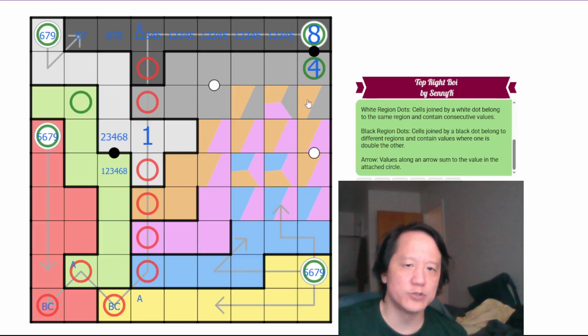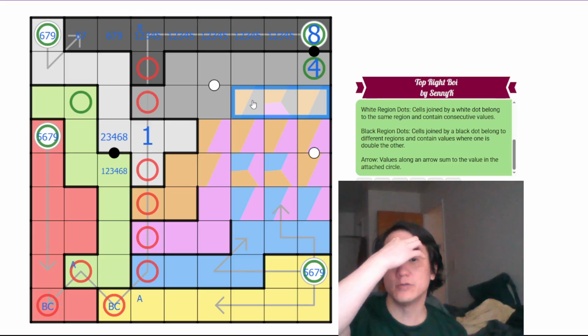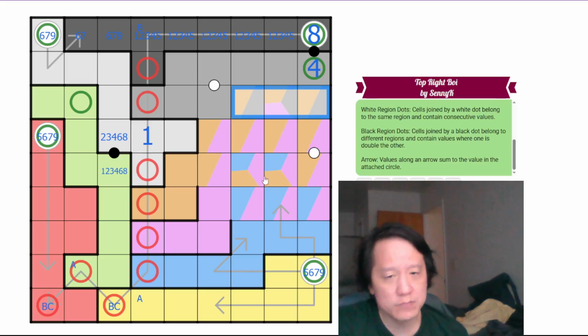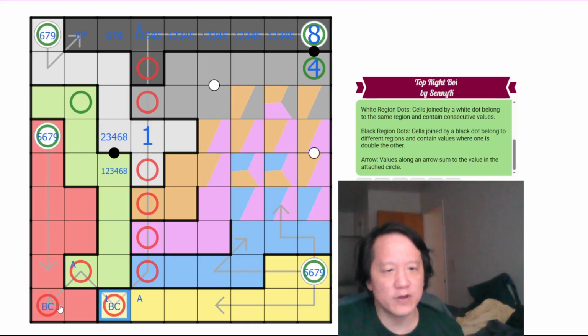One out of orange or pink is going to have to be here. We don't know which. So this is 1, which means we have to have one of these be 1 here. So no 1 here. So one of these is 1, the other one is 2, 3, 4, 5.